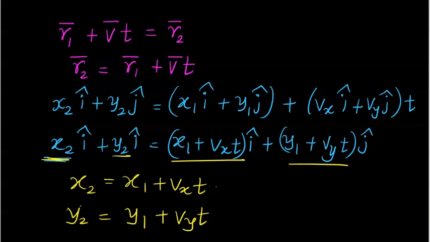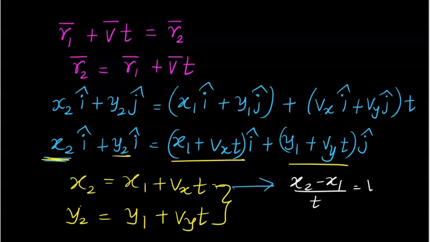Now note what these two equations suggest. If I rearrange the first equation, it will look something like this: x2 minus x1 divided by t is vx. This is nothing but the displacement in x direction divided by the time, which is the velocity in x direction. And similarly for the y direction, y2 minus y1 divided by t is vy. So vx is the displacement in x direction divided by time, and vy is the displacement in y direction divided by time.